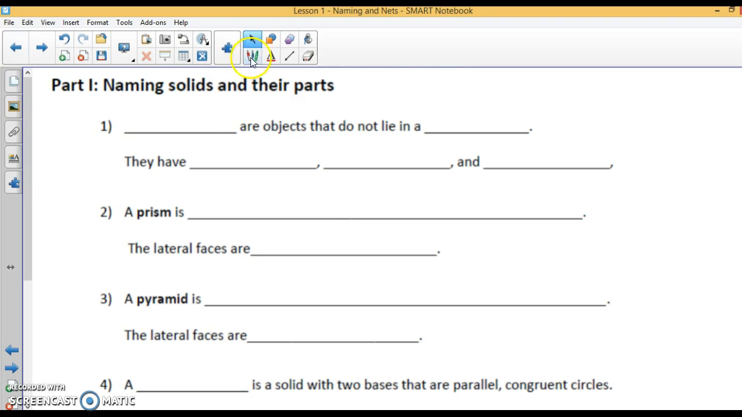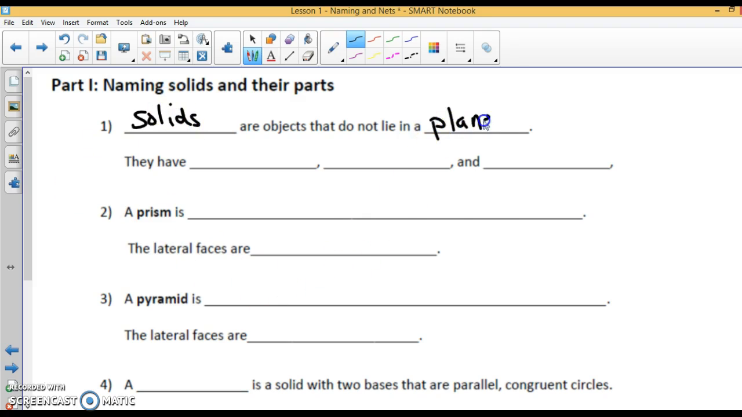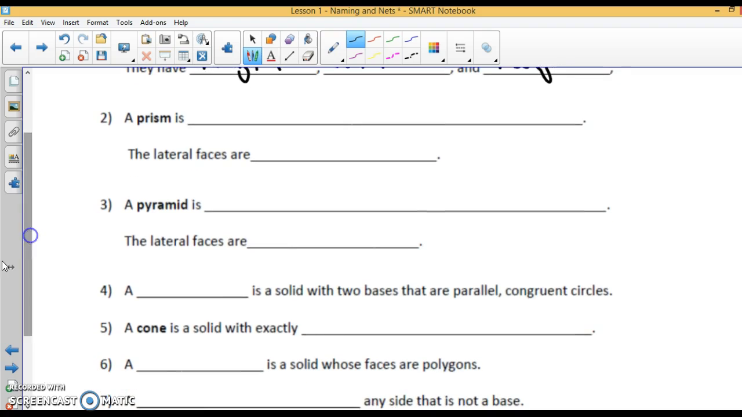Solids are objects that do not lie in a plane. They have length, width, and height. Now, this is kind of hard for me to show on a board when you can't see me. In class, I'm going to be showing you solids. They're cubes, rectangular prisms, spheres.